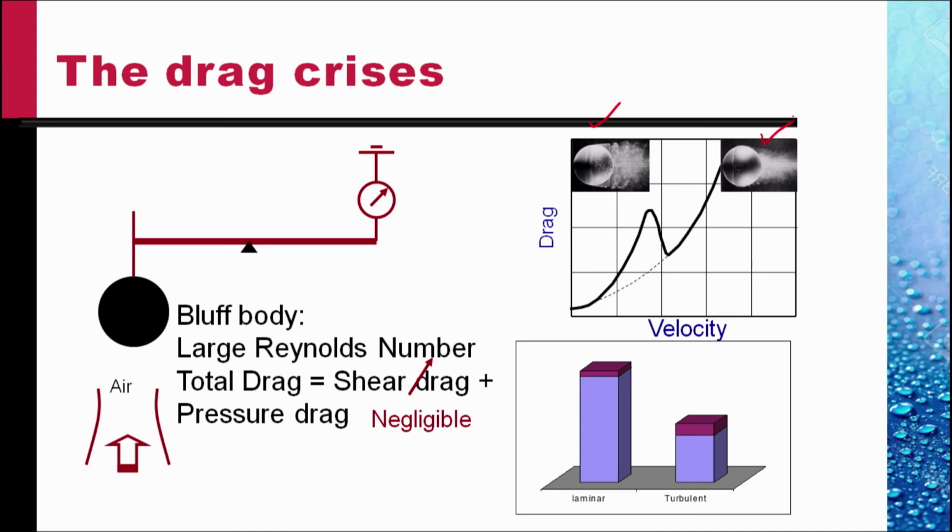So, while the shear drag is larger in the case of turbulent flow, since the shear drag is a small percentage of the total drag, even the increasing turbulent shear drag cannot overcome the sharp decrease in pressure drag because of a larger pressure recovery. And hence, the total drag in the case of turbulent flow is smaller than in the case of laminar flow.